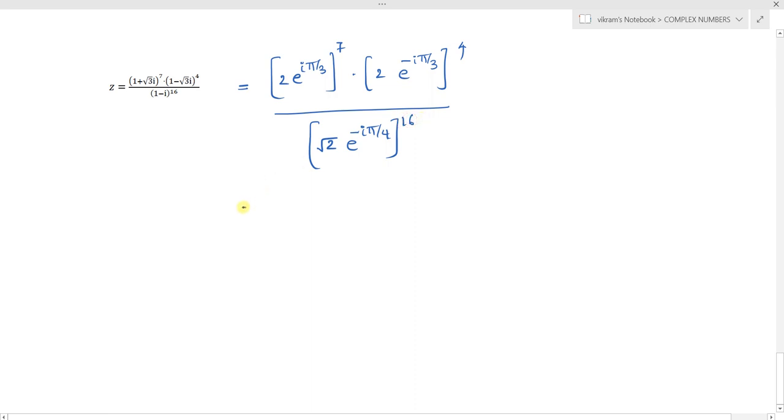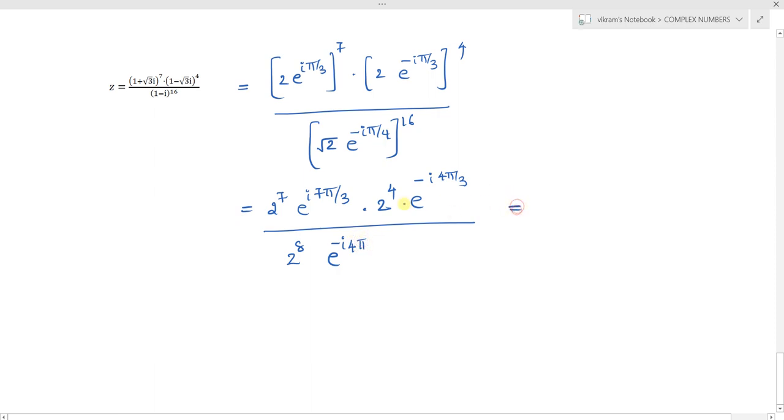Now if you simplify this, what will we get? 2 power 7 into e power i 7 pi by 3. Okay, (e power x) whole square is e power 2x. Then we can write e power 7 i pi by 3, and 2 power 4 into e power minus i 4 pi by 3, divided by, now, (root 2) all power 16. That means we will get here 2 power 8 into e power minus i 16 pi by 4. 16 pi by 4 means we will get 4 pi.